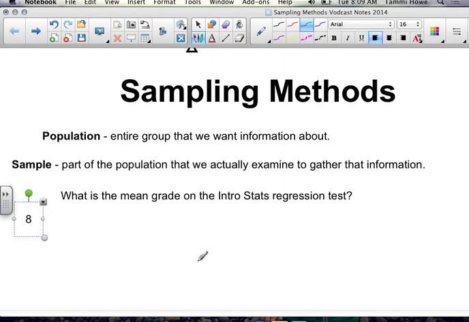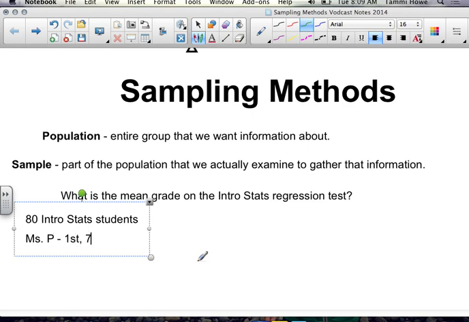Well, our population is 80 intro stats students. Just to think about it a little bit further, Mrs. Peterson has 3 classes. She has a first period, a 7th period, and an 8th period. And Mrs. Howe has 2 classes. She has a 2nd period and a 5th period. So 80 students, 2 teachers, 5 class periods. And we want to think about how we're going to investigate this.